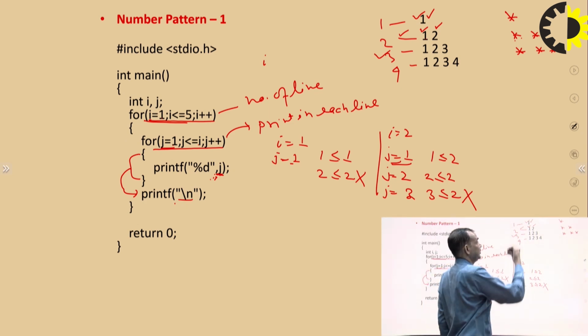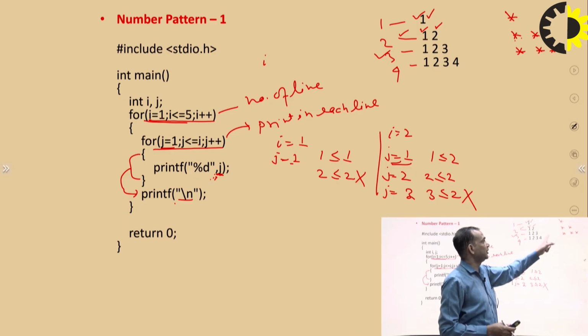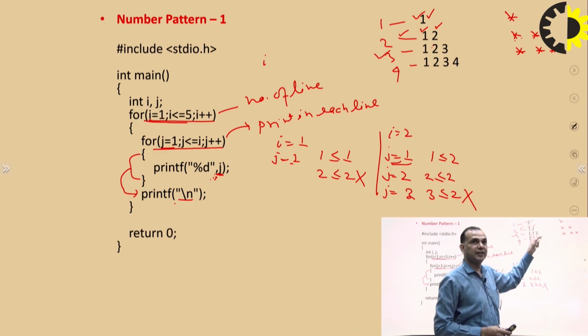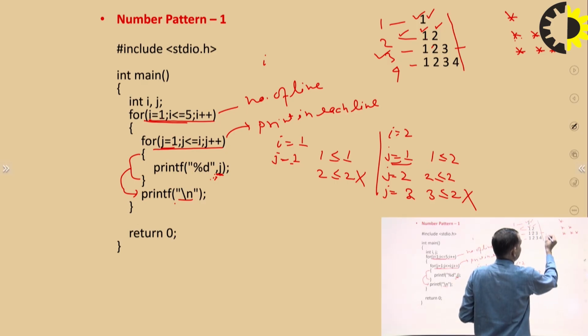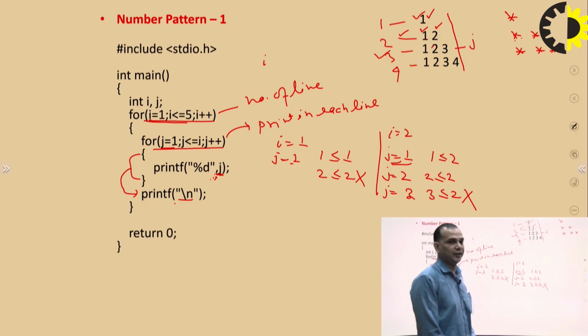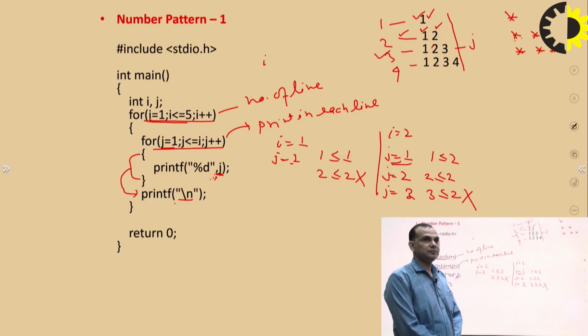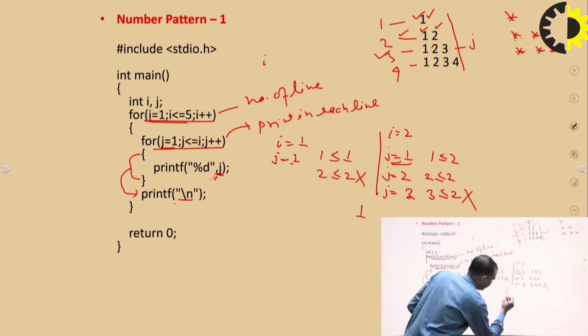Now it will print 1, 2, 3. Instead of 3 stars, it will print 1, 2, 3. So what we do is print the value of j. If we want this, we have to print the value of j. Done.